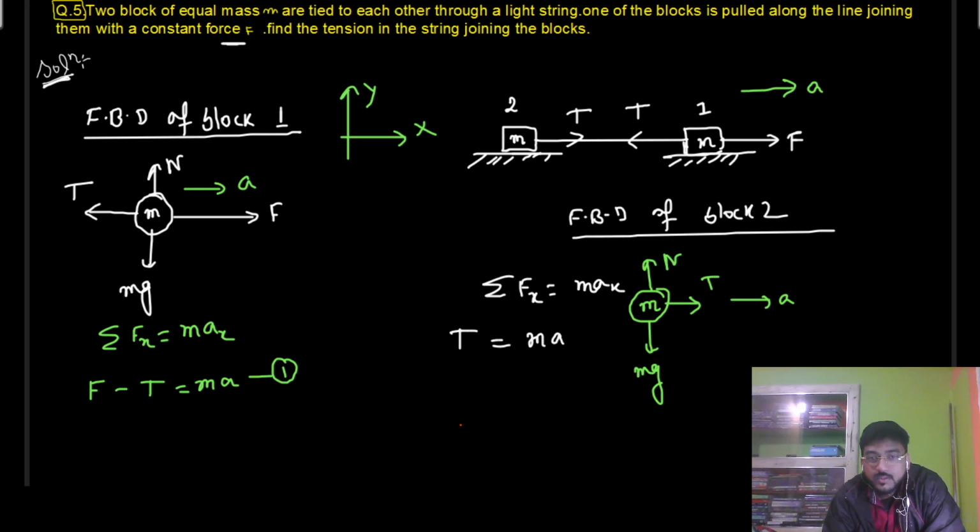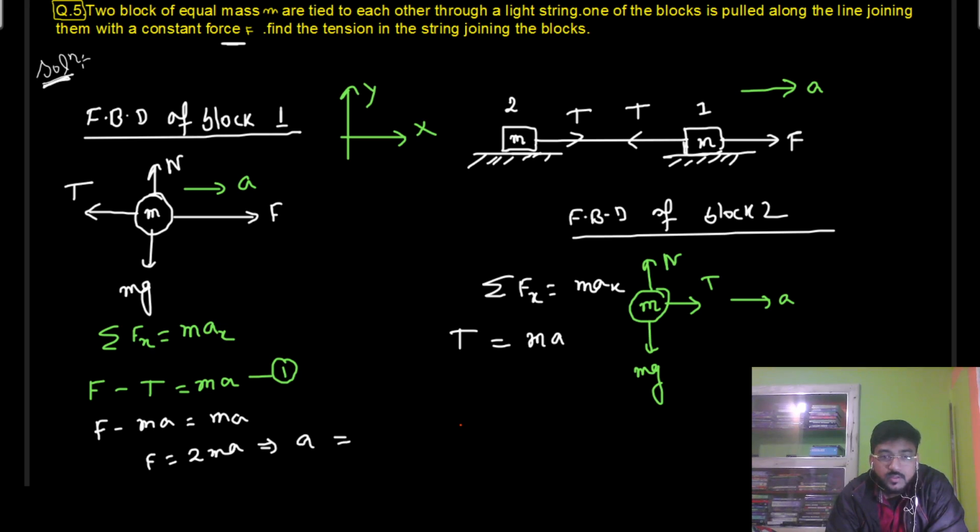Now you can put this T over here, then we will get the a. So if we put ma here, then we will get F minus ma is equal to ma. So F is equal to 2ma. So what will be a? From here we will get a is equal to F divided by 2m.